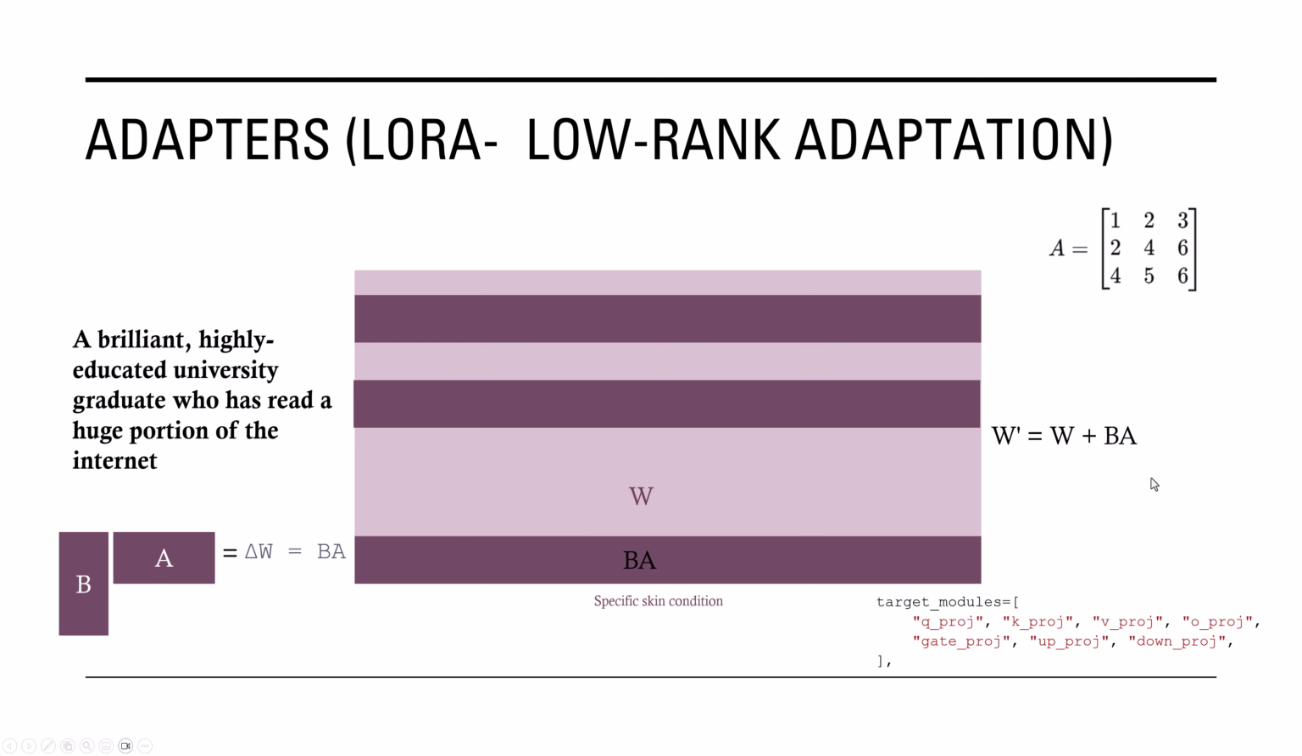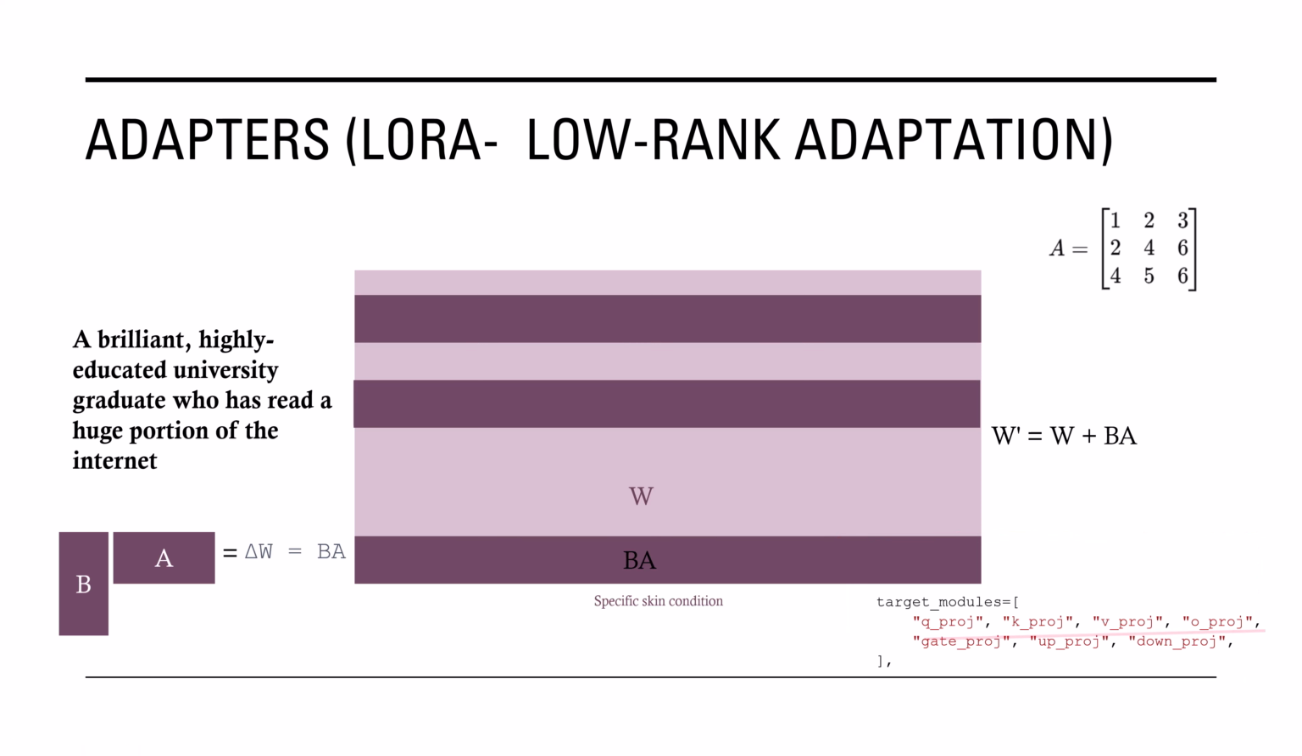Now, this delta W is inserted in different places. And that's where you will see, when you come to the code, there's one of the parameters called target modules: q projection, k, v, o, output projection. All this is defined in the code. What it is actually telling us is where to insert this low rank adaptation layer in the LLM.